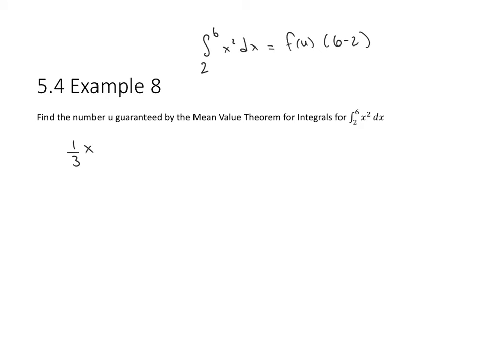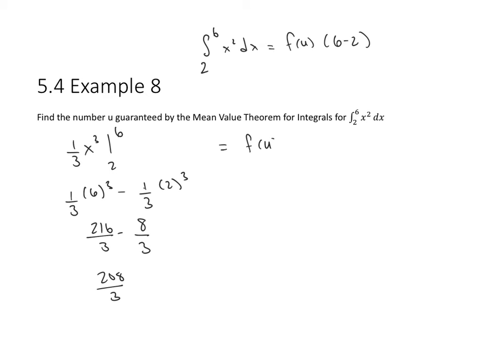That's 1/3 x cubed between 2 and 6. So 1/3 of 6 cubed minus 1/3 of 2 cubed. So 6 cubed is 216 thirds minus 8 thirds. So that's 208 thirds. And that has to be the same as f of u times 6 minus 2.